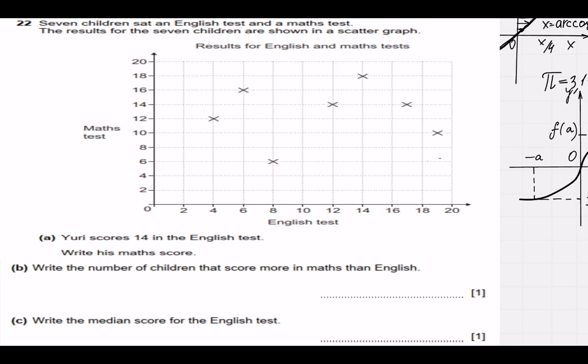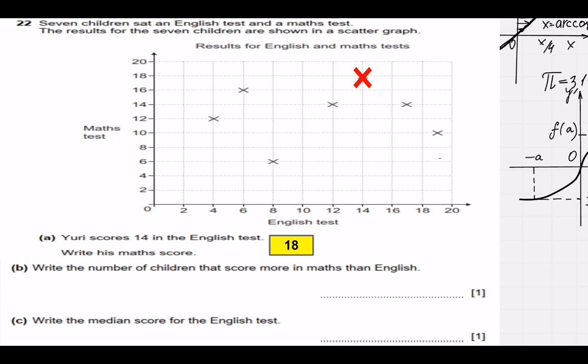English test, math test. We have 7 children. Yuri scores 14 in the English test. So what is his score in math? Where is 14 in the English test? Let's go check. This one. So in math it will be 18.